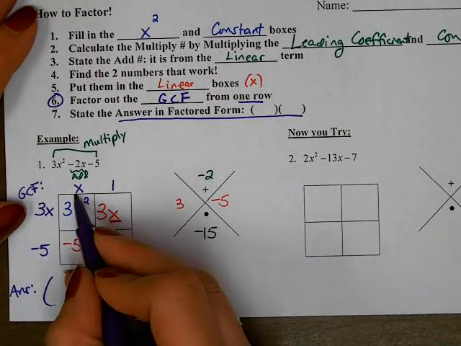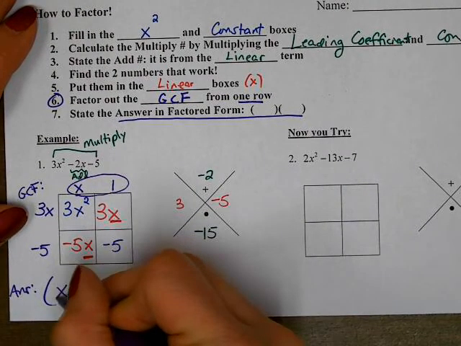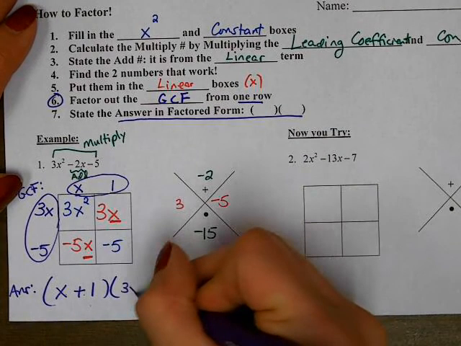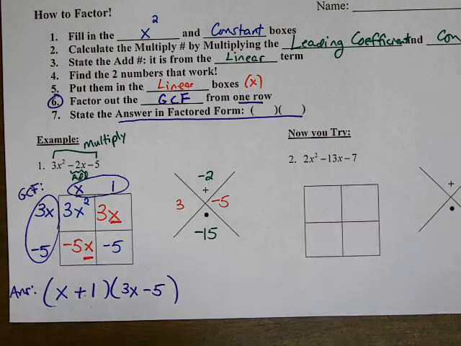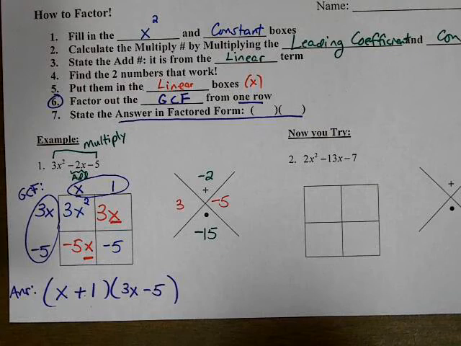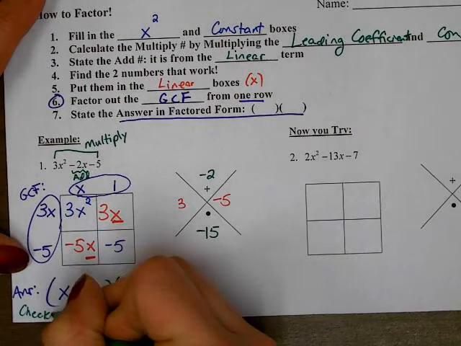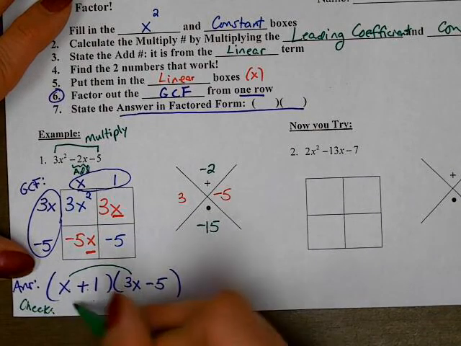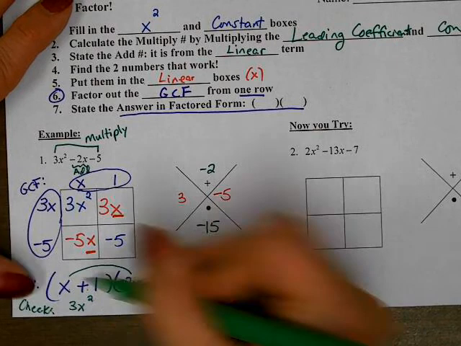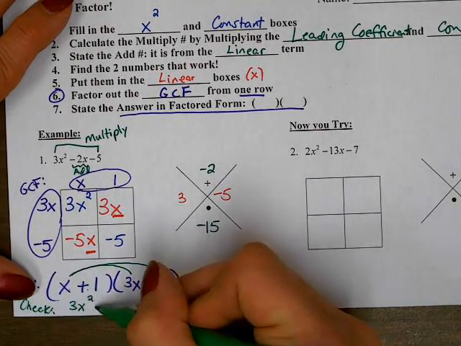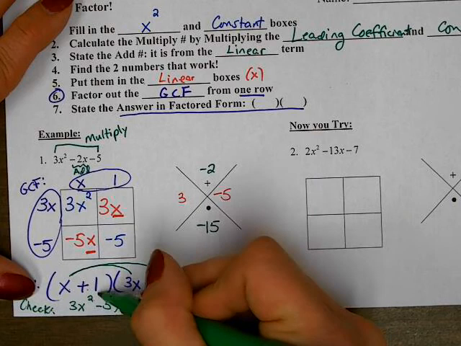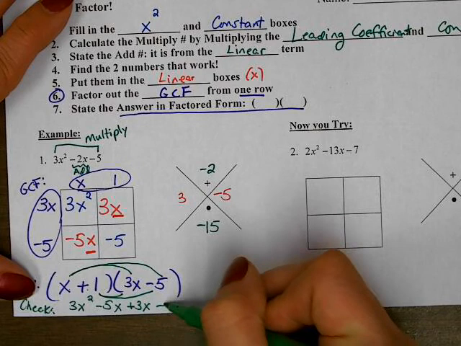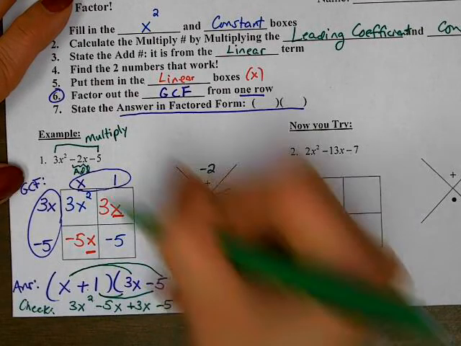It doesn't matter where you put them. So one of my binomials is going to be x with a positive, a +1. And the other binomial is going to be 3x minus 5. Okay, and what we could do to check is either just multiply this in our mind or write it down on the paper. So I would distribute the first two. That would make 3x squared. If I multiply these, that would make -5x. Distribute the 1, that would be +3x. And then the lasts would be -5. Do those add up and make the problem?